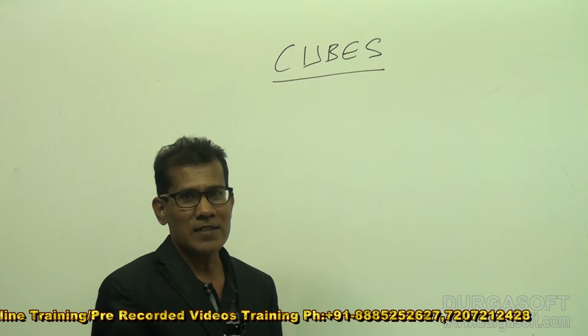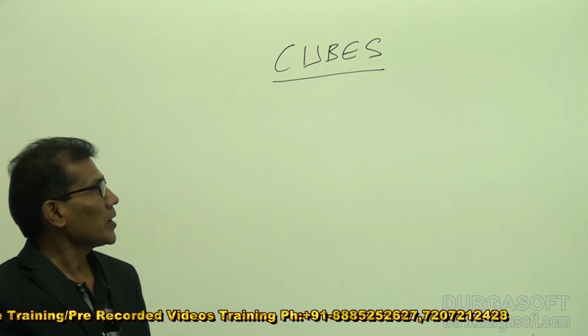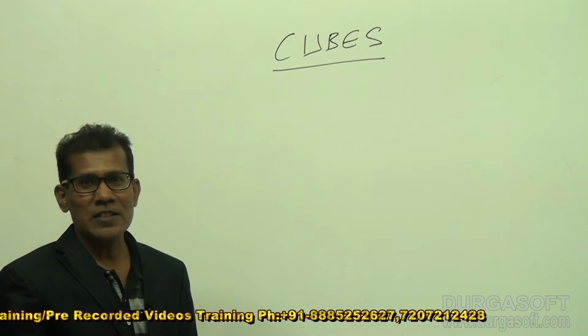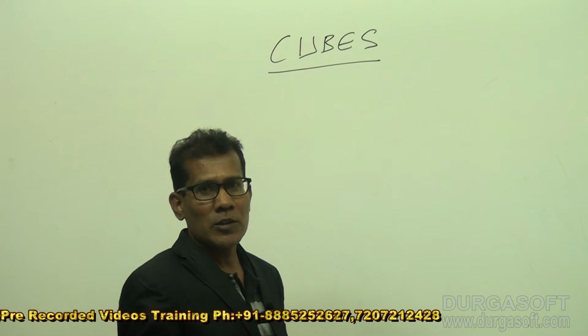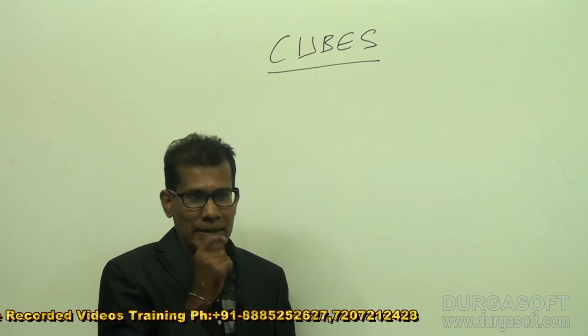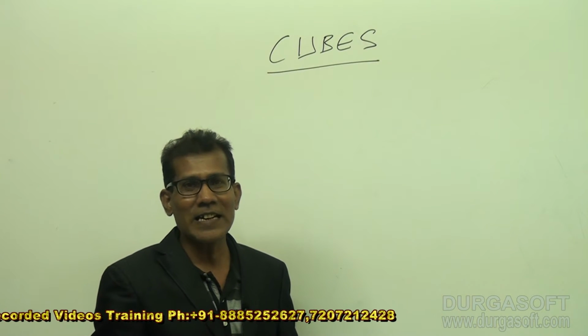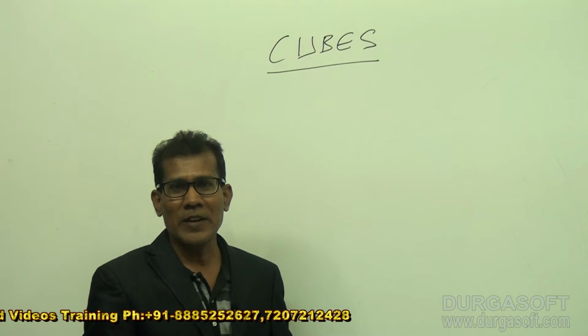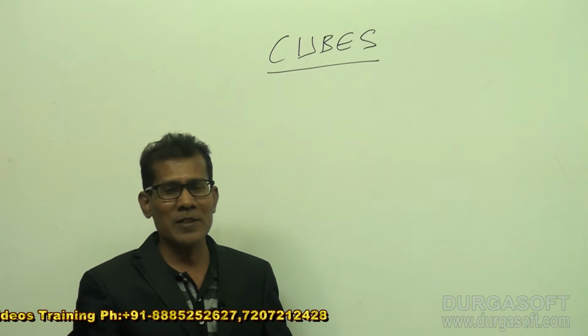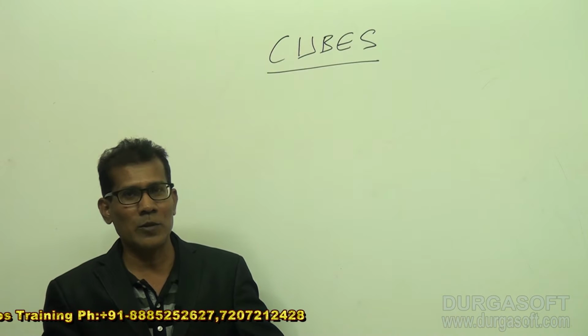Today we are discussing one of the very important topics of reasoning, which is cubes. We know there are three important topics: cubes, calendars and clocks. We say three C's. Out of three C's, one C is the cubes. This is a very important question. All MNCs are asking a question from cubes.